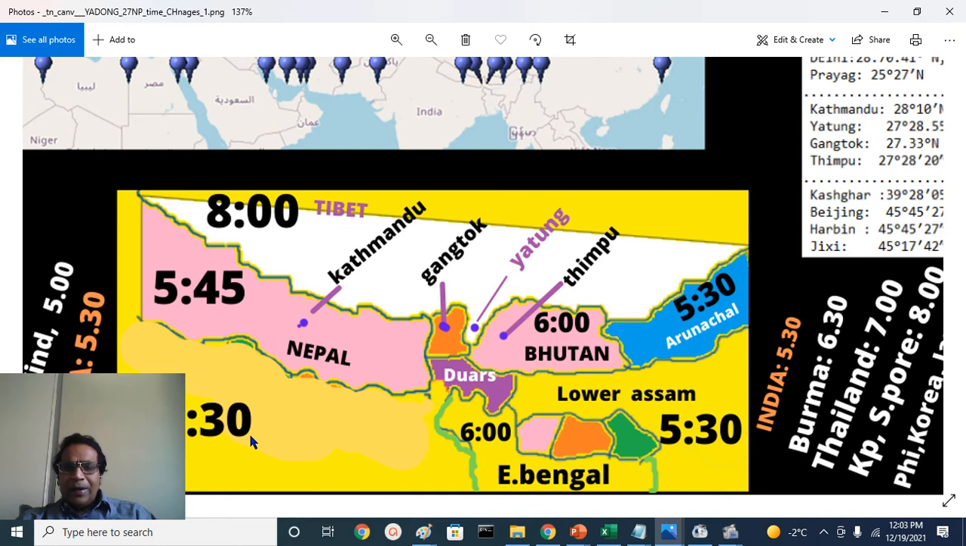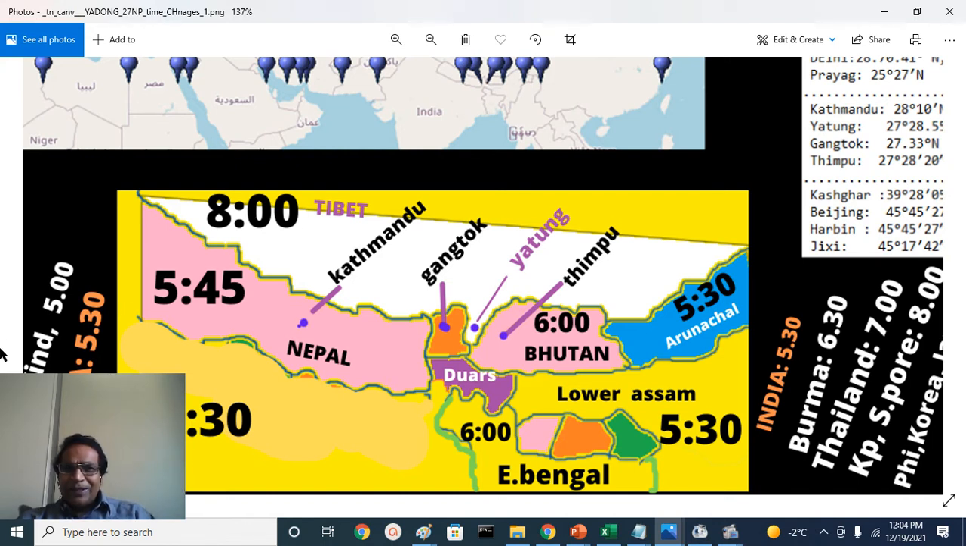India follows a time 5:30 ahead of Greenwich. I have mentioned 5:30 here. Nepal is 5:45. Bengal, that is Bangladesh, is 6 o'clock. Bhutan is also 6 o'clock. And the problem comes: China, a very big country, follows a single time zone of 8.